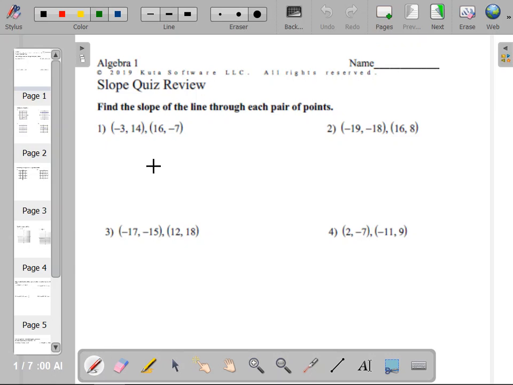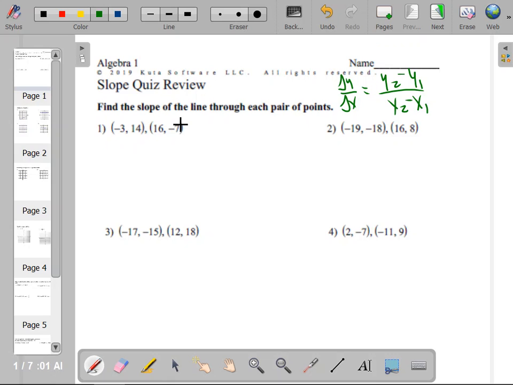First thing, it says find the slope between 2 points. If you don't remember, the slope formula is change in y over change in x. When we talk about x and y coordinates, that's y2 minus y1 over x2 minus x1. The change in y, you have to subtract the y's. Change in x, you have to subtract the x's.